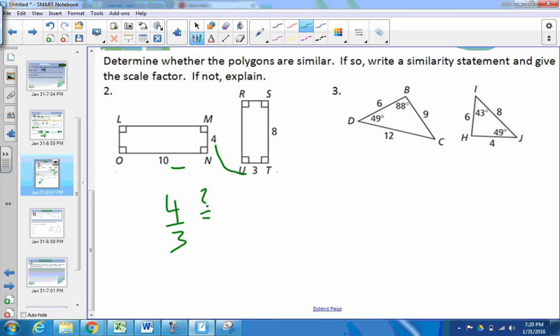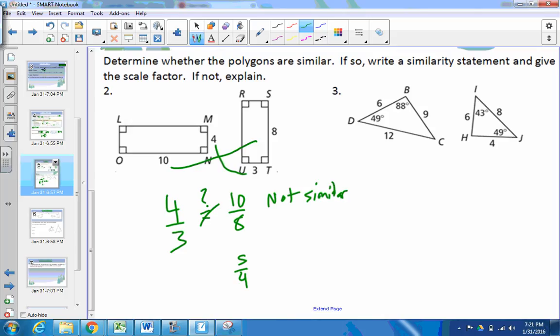We're wondering, is that congruent to 10 to 8? Well, 10 to 8 reduces to 5 over 4, and that would not be true. So these are not similar. And if you explain it, it's because there's not the same scale factor. All right, let's look at number 3.